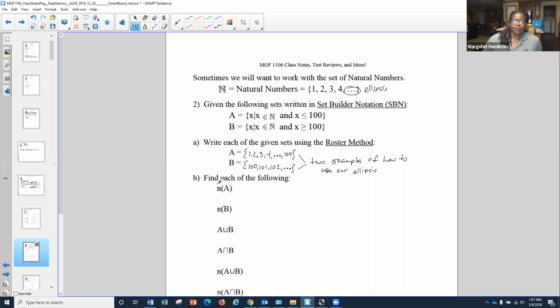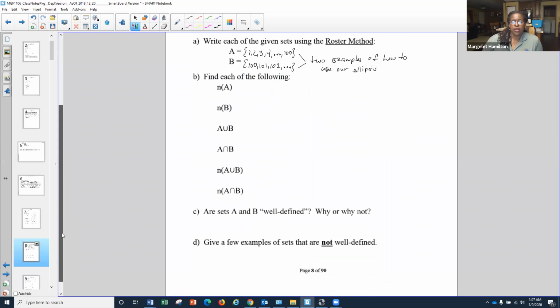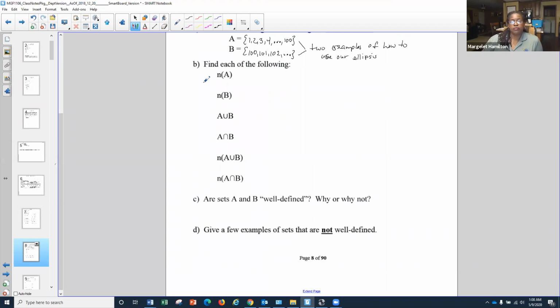Here we are with part B. Find each of the following. Now we're going to use this information that we just wrote out to answer these questions. So what is the cardinality of A? Remember, here's our A. A starts at 1 and goes all the way to 100. So our cardinality for that is just 100, because there's 100 things that we can count in there. It goes from 1 to 100. So 100.